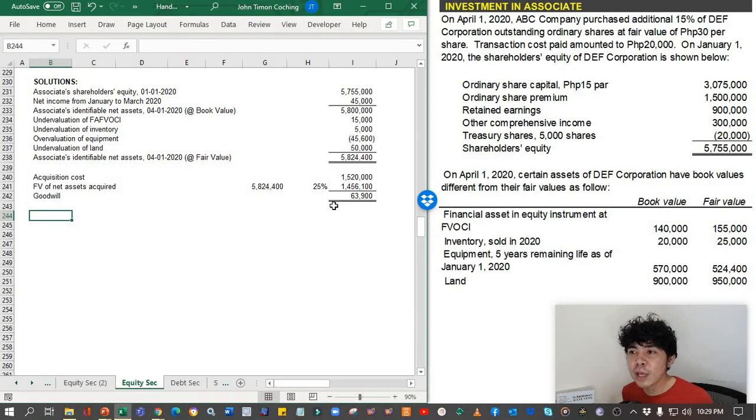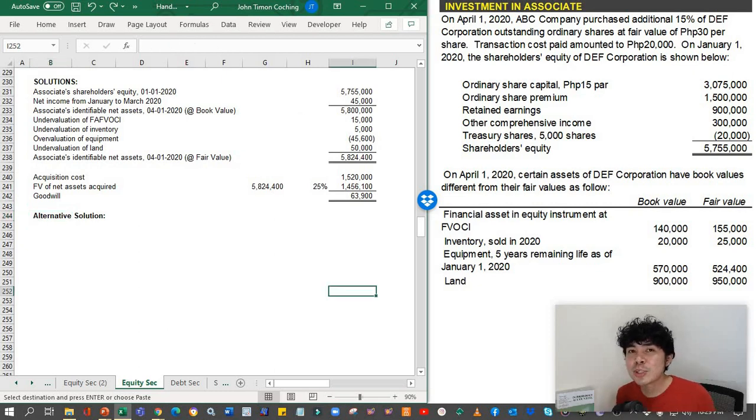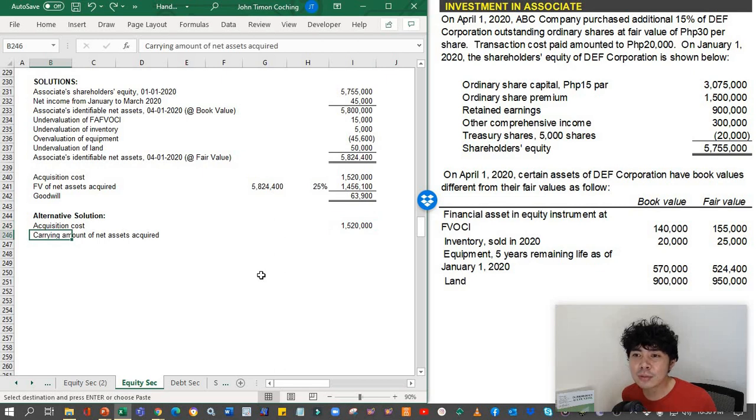So, ngayon, meron tayong alternative solution para makompute yung goodwill natin. At ito yung solution na pinapakita sa textbook, which is hindi talaga siya alternative solution kasi ito yung solution talaga na dinidiscuss sa ating textbook. So, ano yun? So, ganito. So, let's start again with the acquisition cost. Ang acquisition cost natin is again 1.52 million. Tapos, ang next natin dyan is the carrying amount or the book value of the net assets acquired.